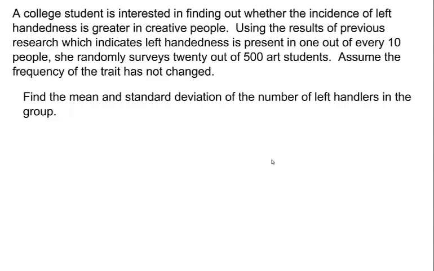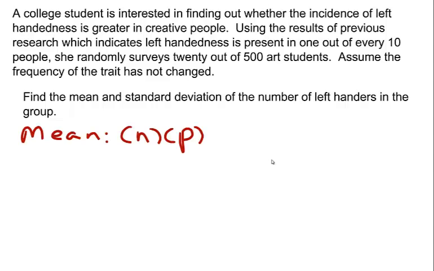First, let's find the mean and standard deviation of the number of left-handers in the group. The mean is given by the formula n, our sample size, times p, our probability of success. Our sample size is 20. Be careful, our sample size is not 500. The problem states she randomly surveys 20 out of 500 art students. So 20 is the sample size we'll be working with.